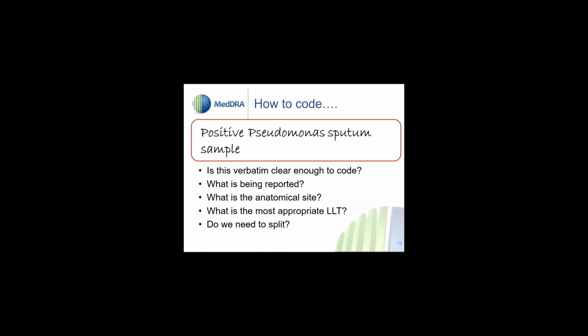Here the usual questions we will have to ask ourselves: is this verbatim clear or does it need clarification? So what is actually being reported? Is it rather a diagnosis or is it a test result? We have to decide this. Is the anatomical site clear? What is sputum referring to? And do we have to split code to capture all this information? And what would be the most appropriate LLT or LLTs?